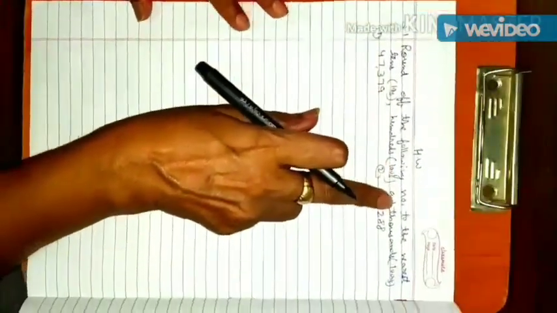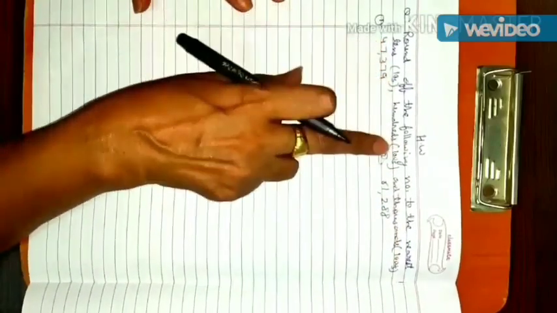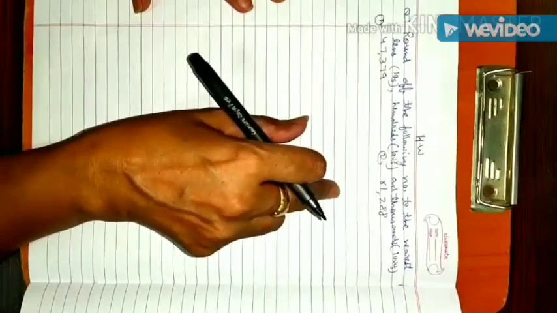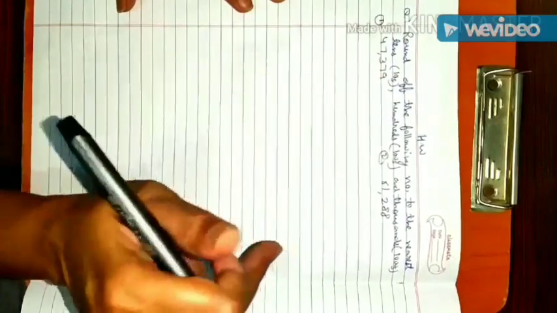Okay. Nearest tens, 100 and 1000. Now, round off the following numbers to the nearest tens, 100 and 1000.